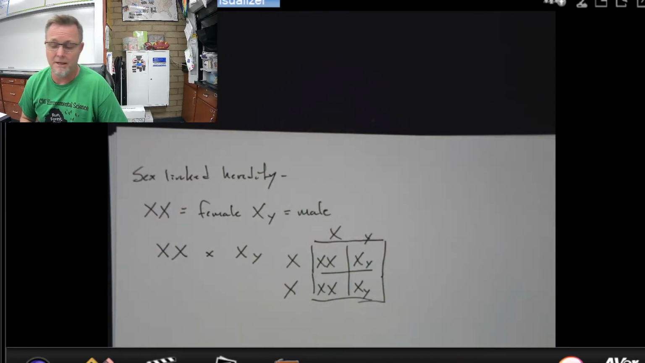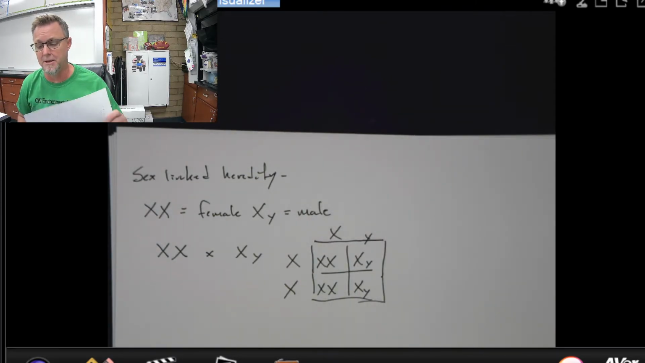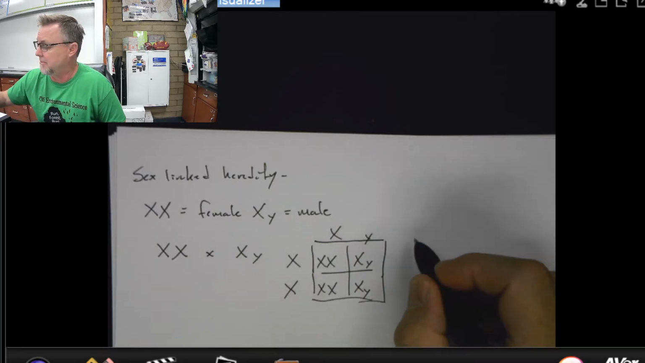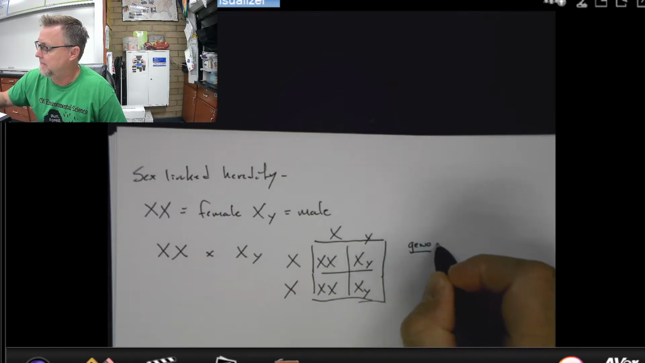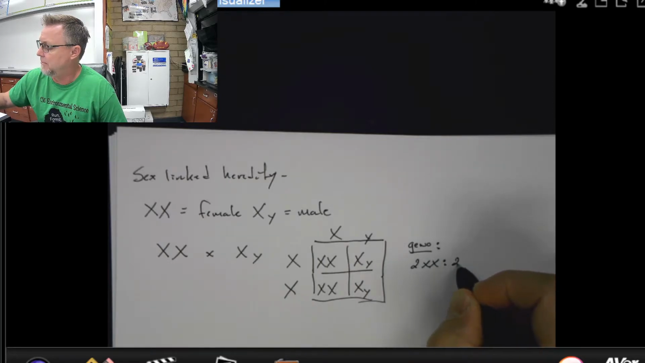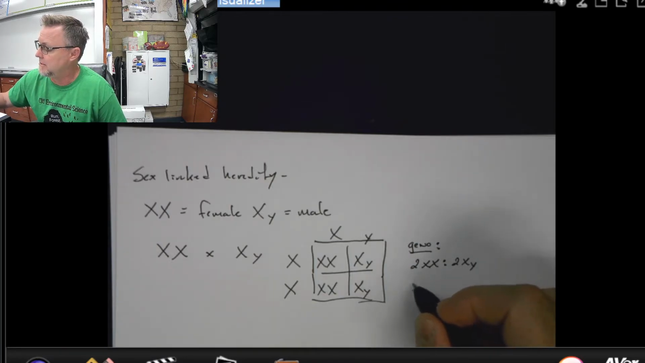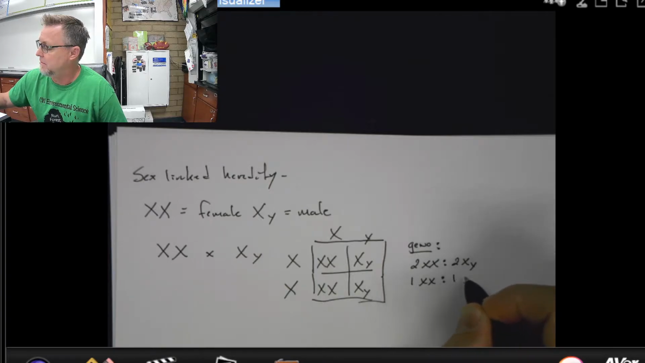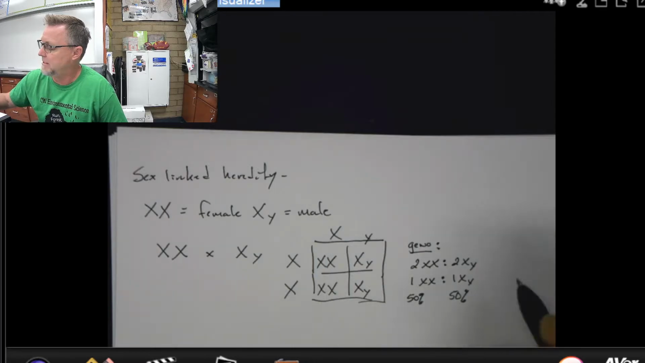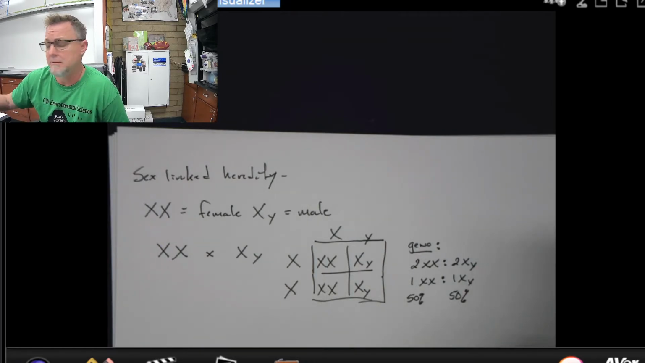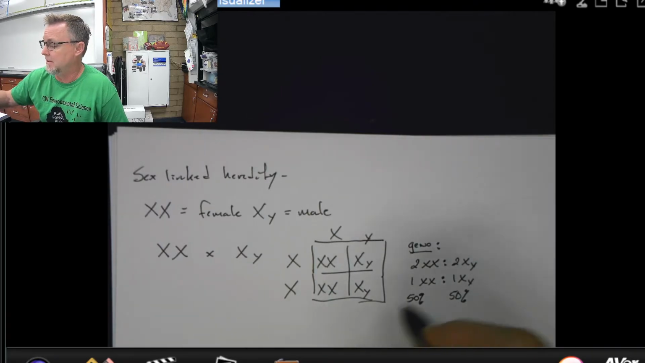Okay, and then we can go genotype and phenotype from here so that you have an idea of the ratios. So genotype, we've got 2 boxes, 2 of the 4, which are XX, and 2 of the 4, which are XY. Okay, this reduces down to a 1 XX to 1 XY, or in percentages, a 50-50 split between male and female. Okay, so that's your genotype. And as far as phenotype is concerned, well, it's the same ratio.